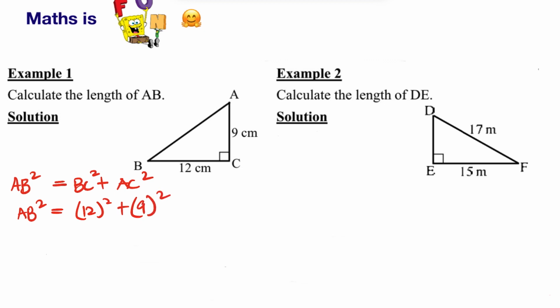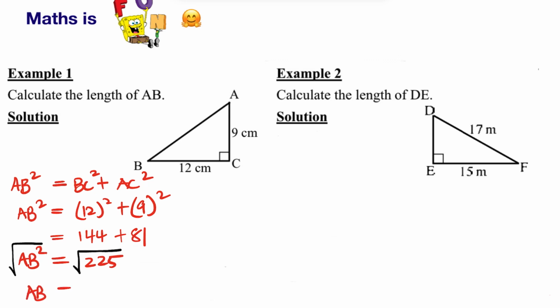So if you put that in the calculator, 12 square is 144, and 9 square is 81. So we're going to have 144 plus 81. When you add the two, it's 225. But bear in mind here, we're looking for AB, not AB square. So in order to get rid of that, you have to put the square root on both sides.